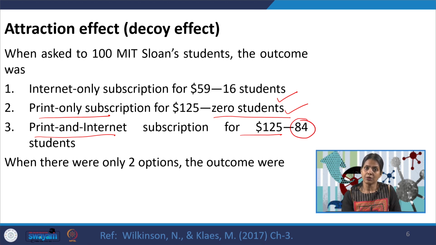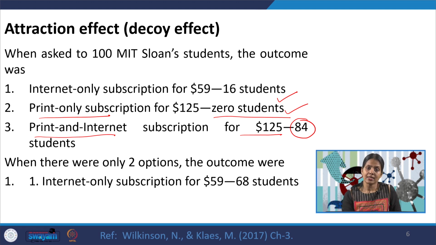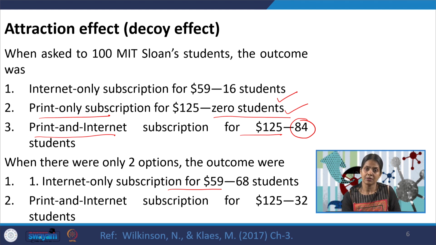Now, when the same set of students were later given only 2 options, the outcome was that 68% went for the internet only subscription for $59 and, understandably, the rest 32% went for print and internet subscription for $125. So, now there is a drop in the percent. Those individuals who earlier opted for the $125 subscription, in the second instance opted out.